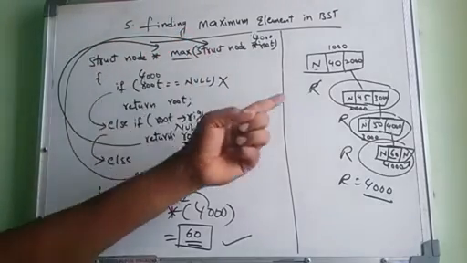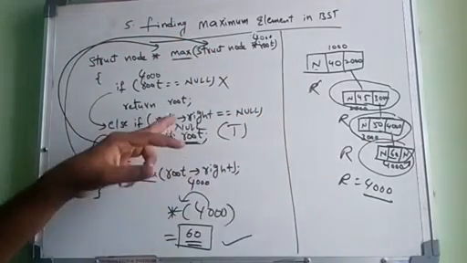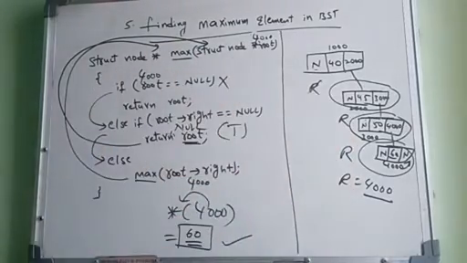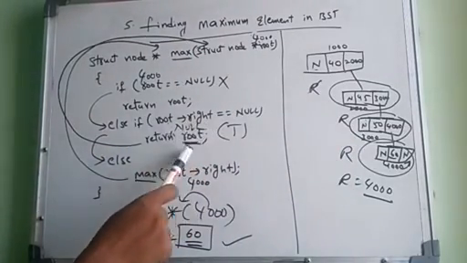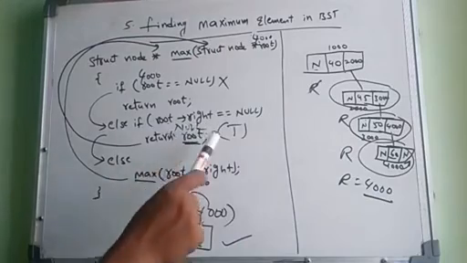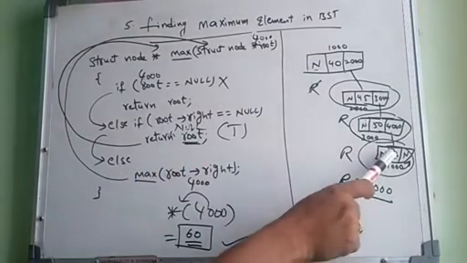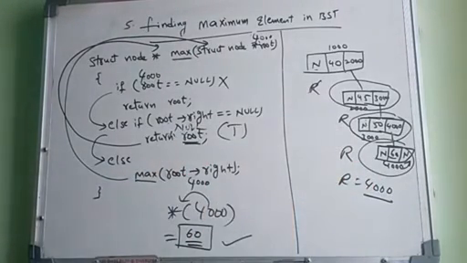So repeat the same statements until the condition is true. Once the condition is true, the procedure stops, and that address holds the highest element in the binary search tree. Okay, these operations are very important.